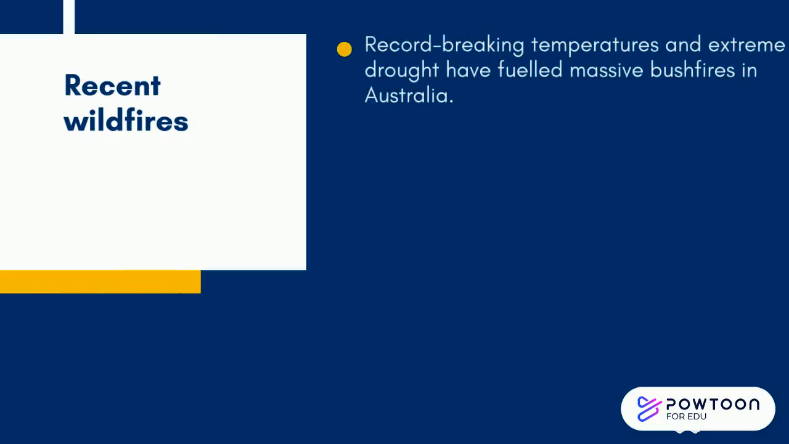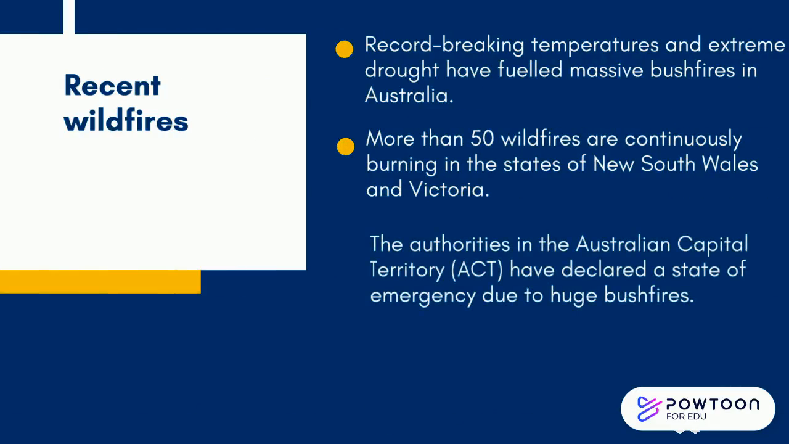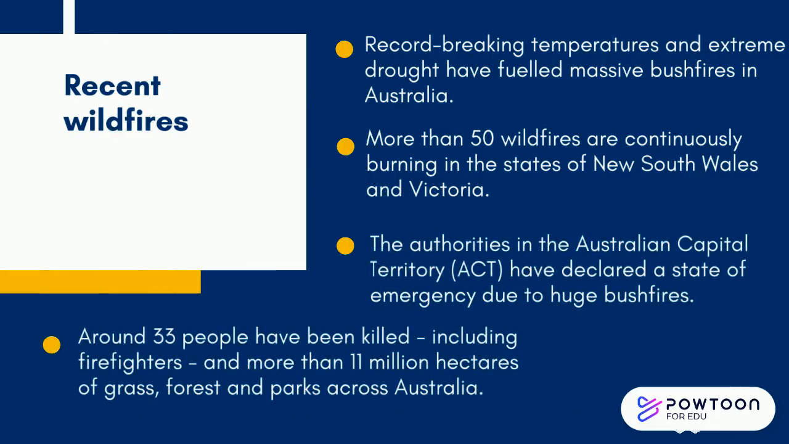Record-breaking temperatures and extreme drought have fueled massive bushfires in Australia. More than 50 wildfires are continuously burning in the states of New South Wales and Victoria. The authorities in the Australian Capital Territory have declared a state of emergency due to huge bushfires. Around 33 people have been killed, including firefighters, and more than 11 million hectares of grass, forest, and parks across Australia.